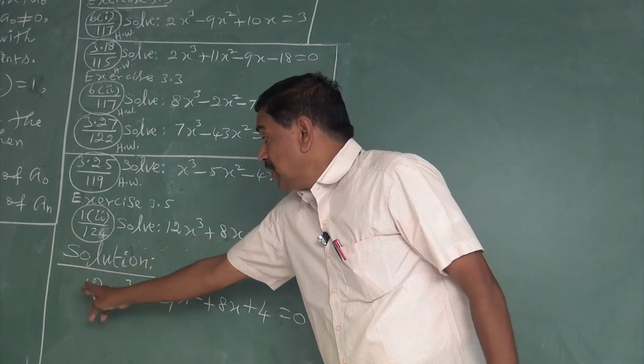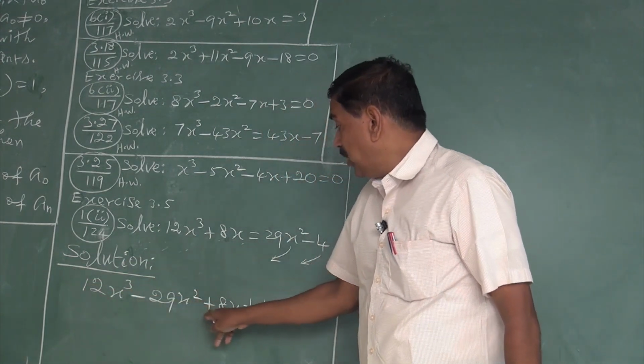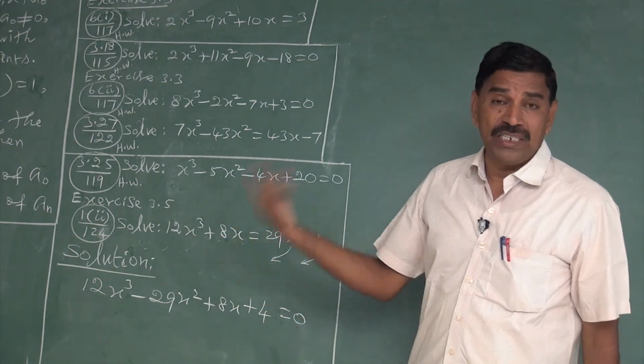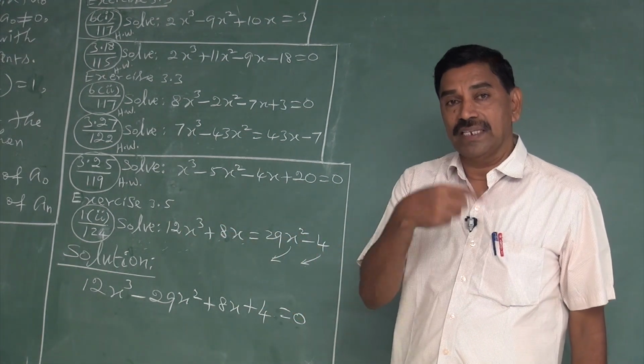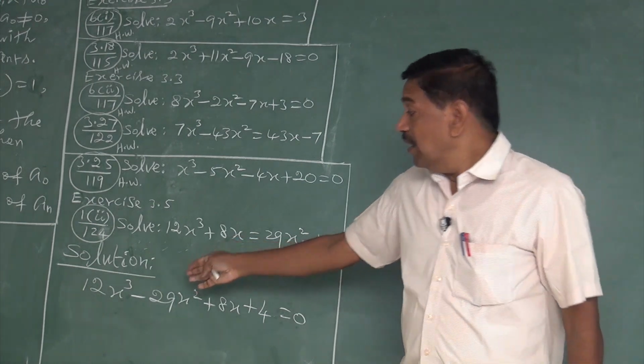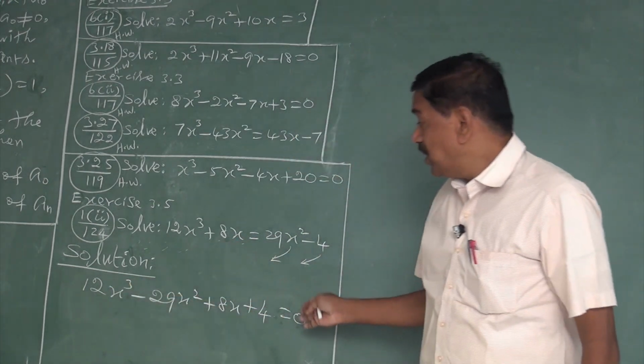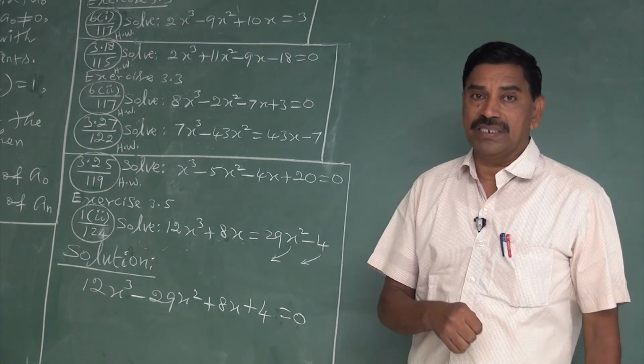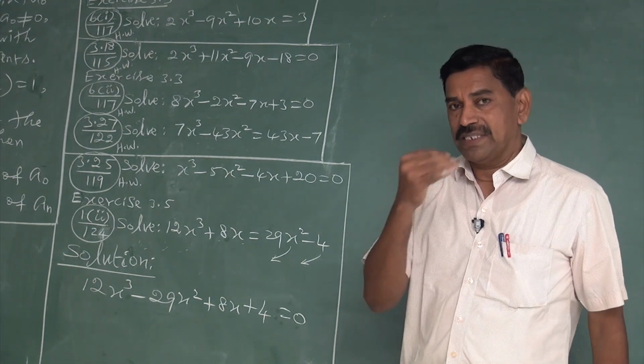Listen, let p of x equal 12x cube minus 29x square plus 8x plus 4. Then if p of 1 equal to 0, therefore x equal to 1 is a root. It is one idea. And the next one is, the sum of all coefficients is equal to 0, therefore x equal to 1 is a root. So which is the basic from plus 1. Okay, which is the first step.